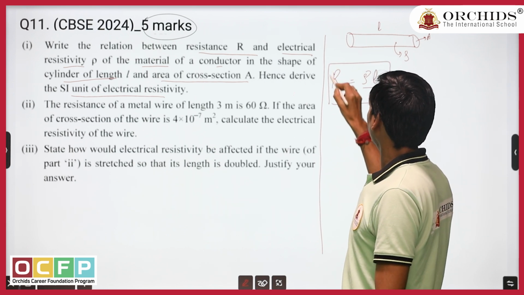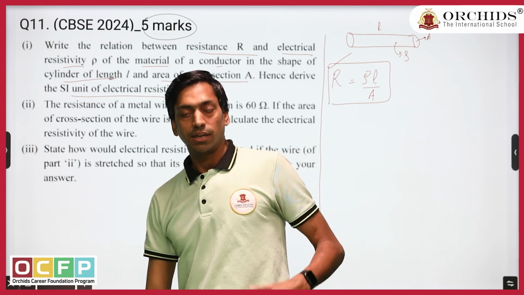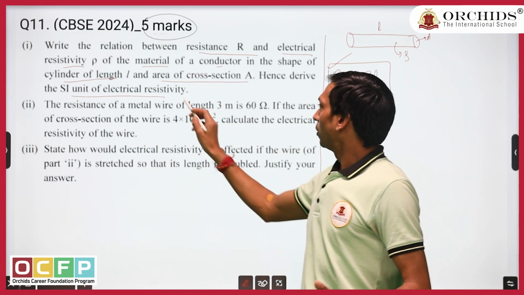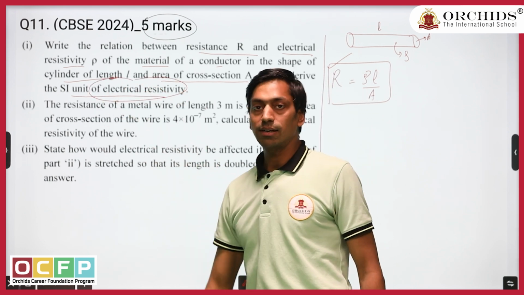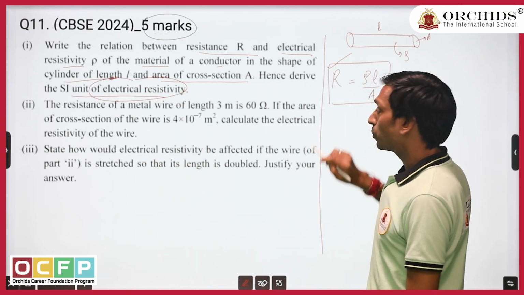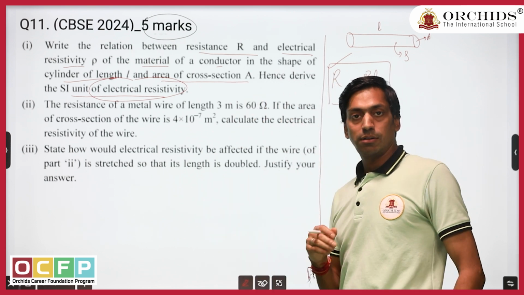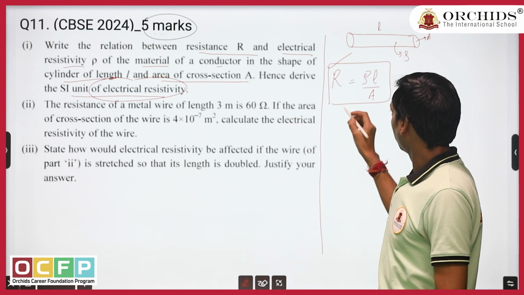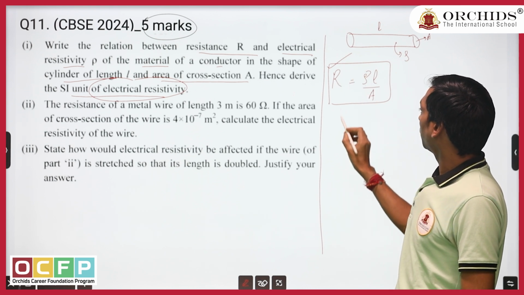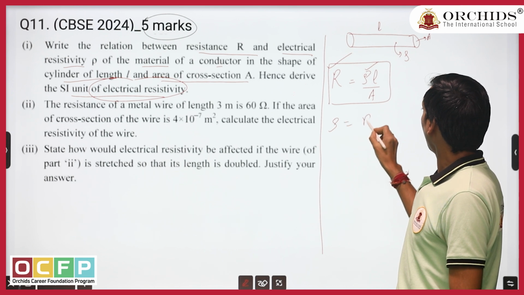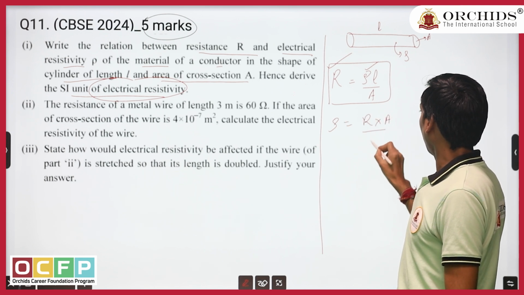So R equals rho L by A, that is the relation between the resistance and resistivity of the material. Now the question is, find the SI unit of the electrical resistivity. So let's put the SI unit of the different variables or the fundamental quantities. So the resistance unit is what? Ohm. So from there I can say rho is equal to R into A by L.